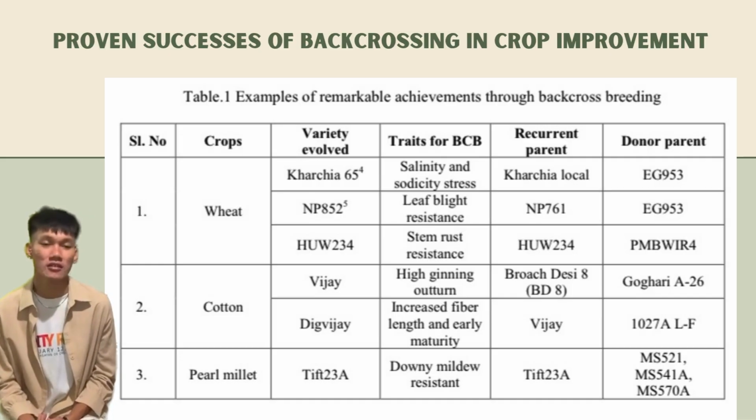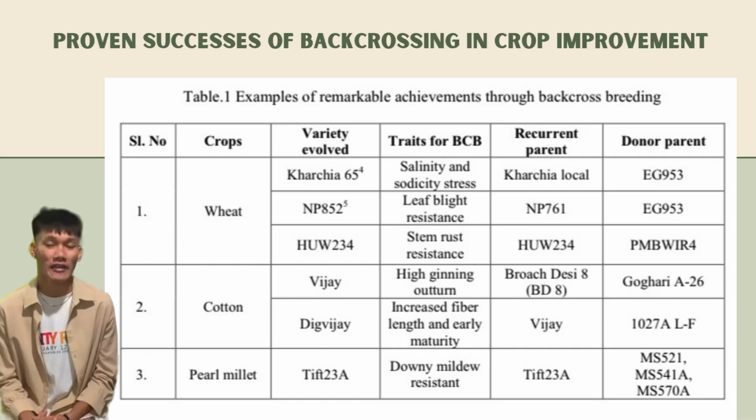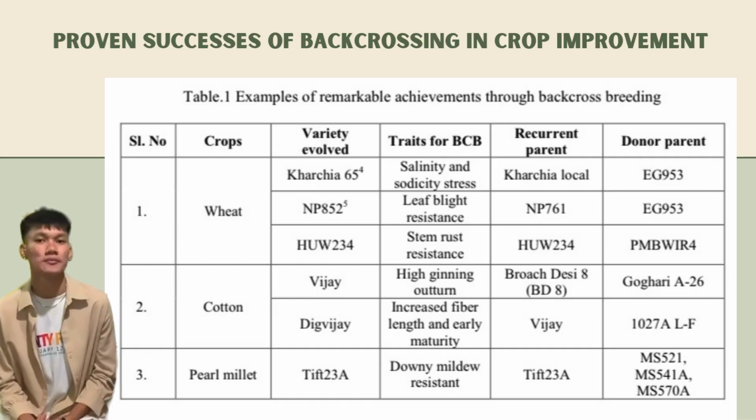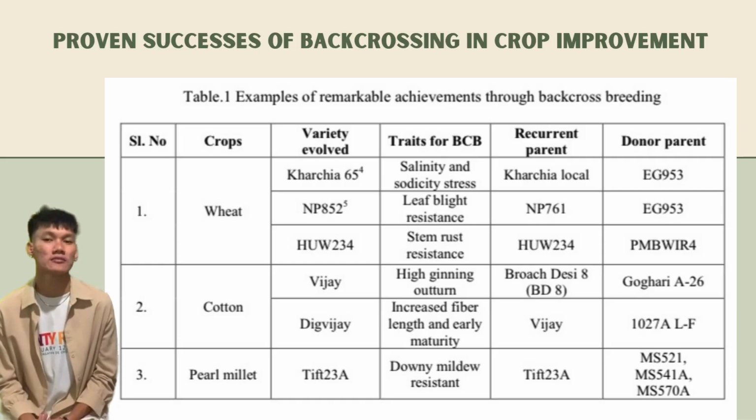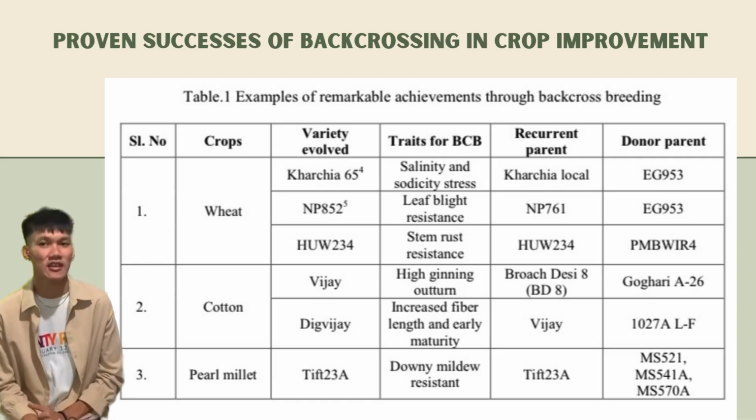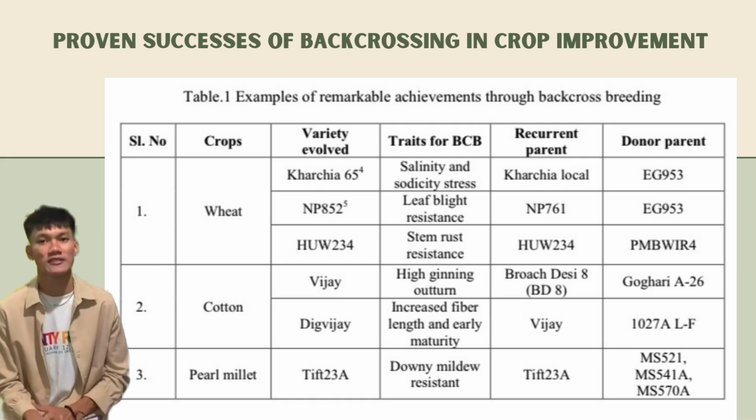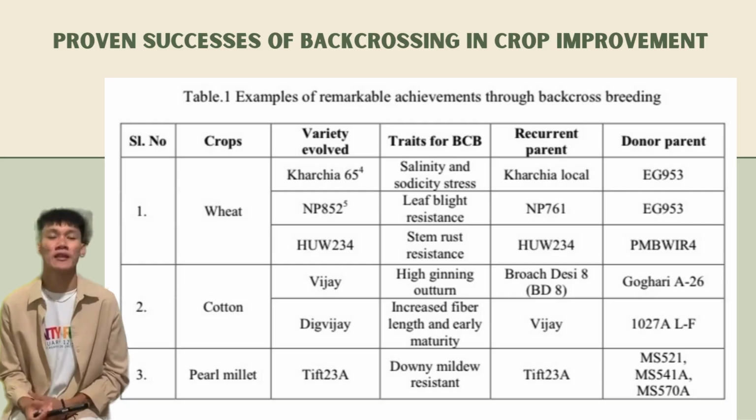Lastly, for the wheat crop is the HUW234. The donor parent is PMBWIR4. The donor parent trait is the stem rust resistance, and the recurrent parent is HUW234 as named for the variety evolved.